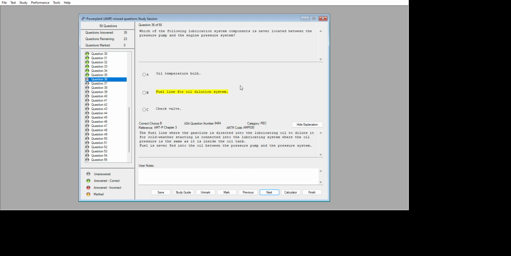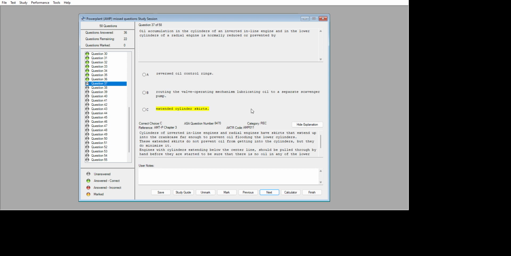Which of the following lubrication system components is never located between the pressure pump and the engine pressure system? The fuel line for the oil dilution system.